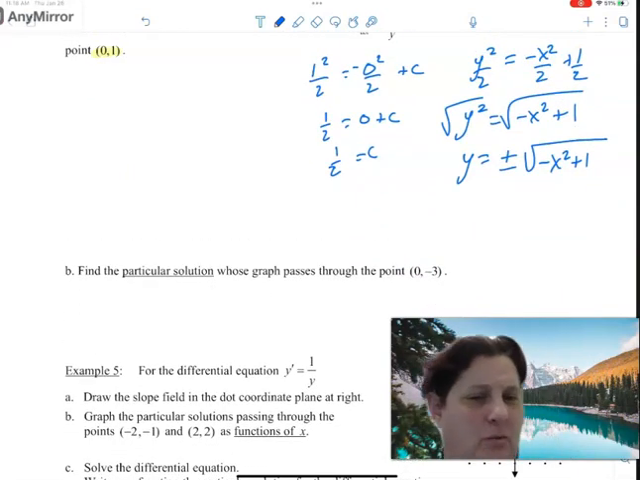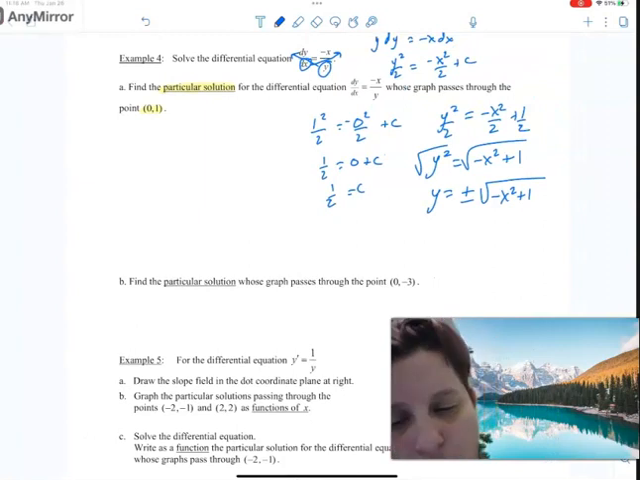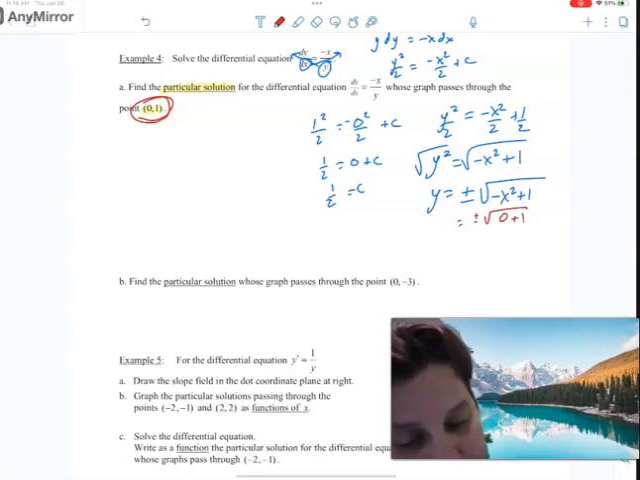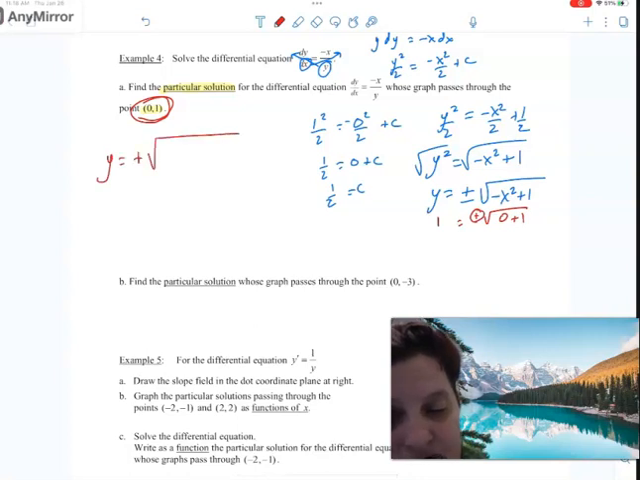And how do I decide whether I pick the plus or minus? Well, we use this point one more time. We say, okay, if I plug in 0, I want it to equal 1. Well, the square root of 1 is 1, so I'm going to pick the positive. So this one is the positive square root of negative x squared plus 1.